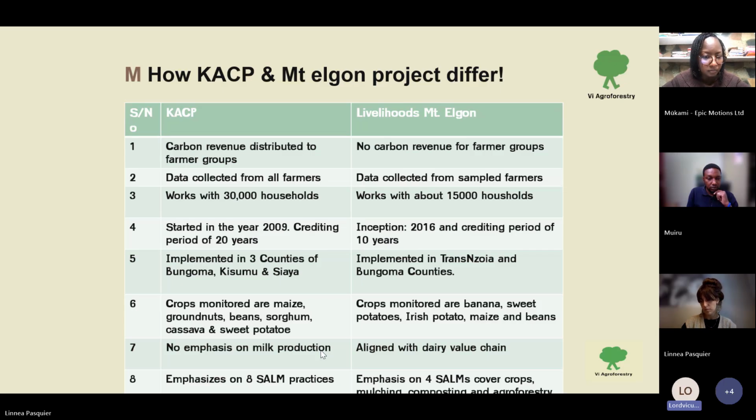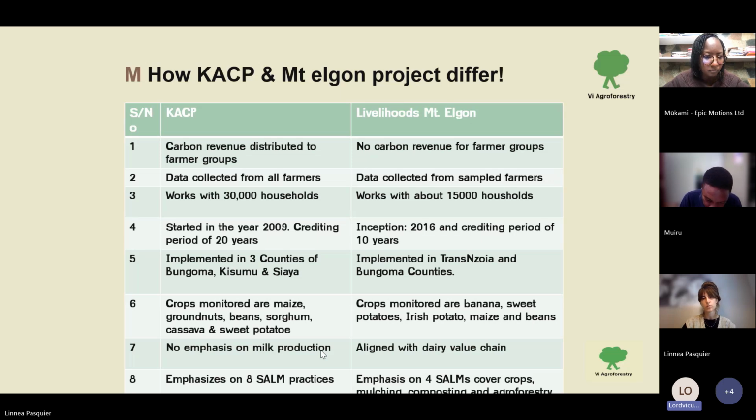Then again, these projects started at different times. KACP started in 2009 and has a crediting period of 20 years. Livelihoods started in 2016 and has a crediting period of 10 years. Again, from what Ferdinand has presented, KACP is implemented in three counties, that is Bungoma, Siaya, and Kisumu. But for Livelihoods, it is only in Trans Nzoia and Bungoma.